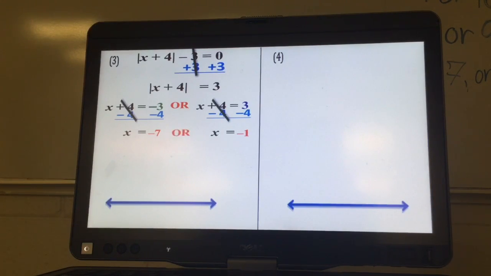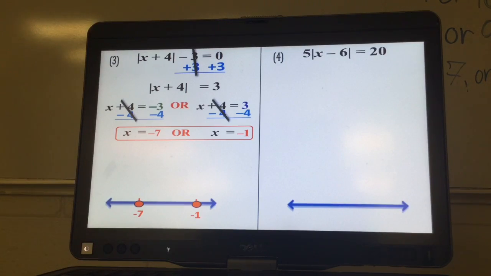Okay, don't forget to put the or and circle your answer. So this is what we get for number 3. Now we just have to graph it. The negative 7 is smaller, so I'm going to put that one first. So there's my negative 7, my negative 1, and then there's my two closed circles. Okay, all right, number 4.